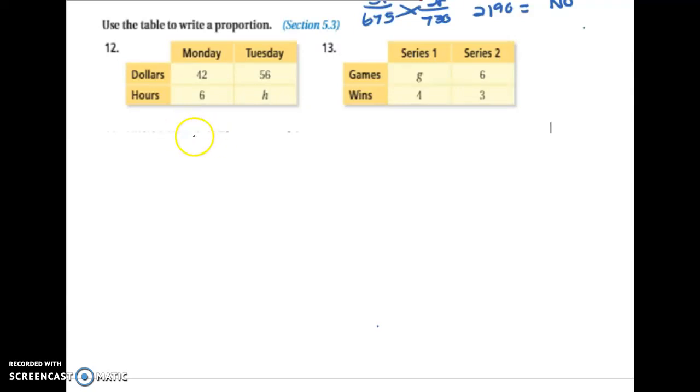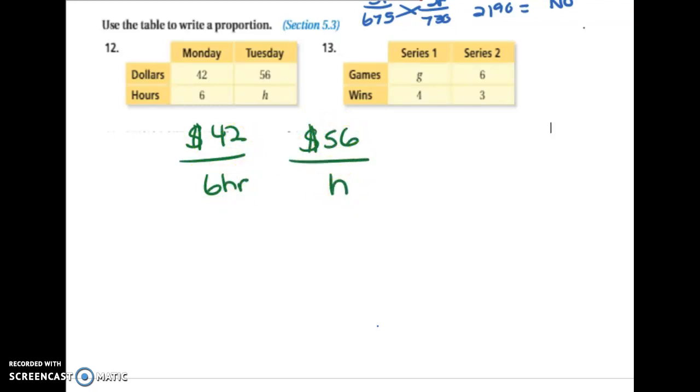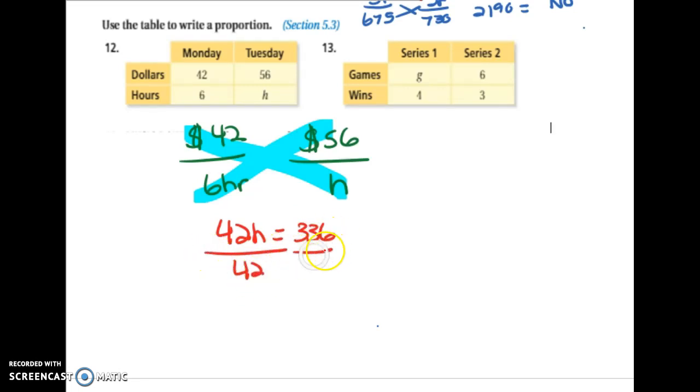So here we have $42, 6 hours, $56 for H. We do our cross product, multiply here, multiply there. Let's see, so we have 42H equals whatever 56 times 6 is. 336 divide by 42. H equals 8.